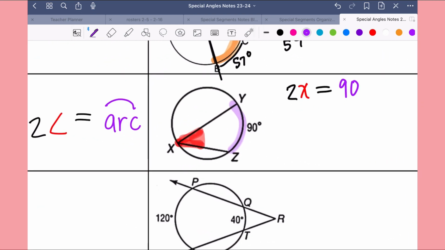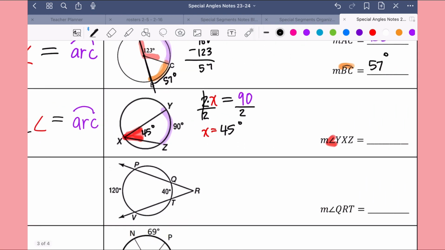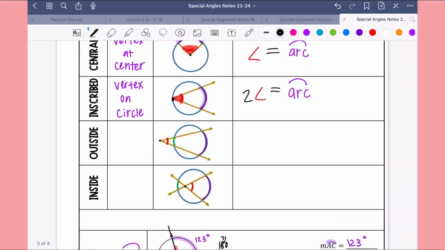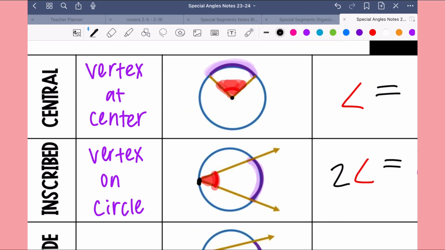Okay. And so now it's just solving for X here. So how do you cancel multiplication? You divide. Keep it balanced on both sides. So X equals 45. Okay, which is your angle. So this angle is 45 degrees. All right. And that is how you use the formula for when your angle is on your circle. The vertex is on the circle.